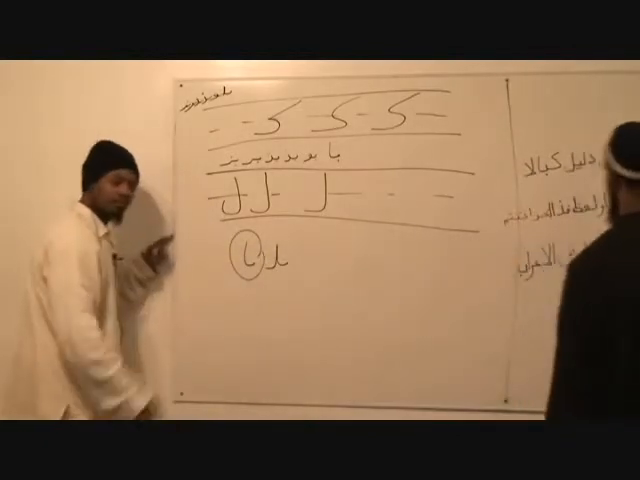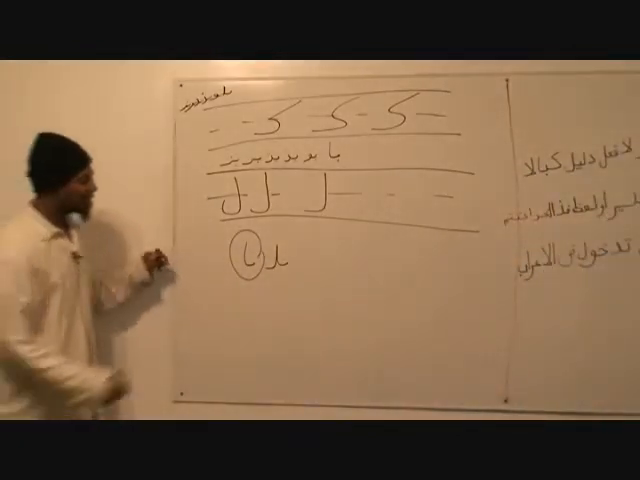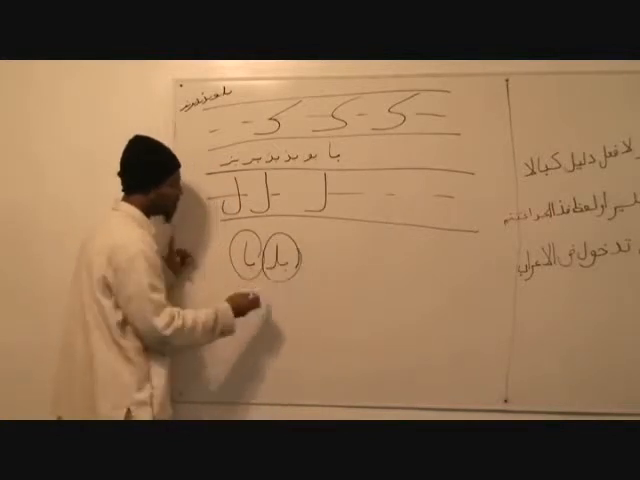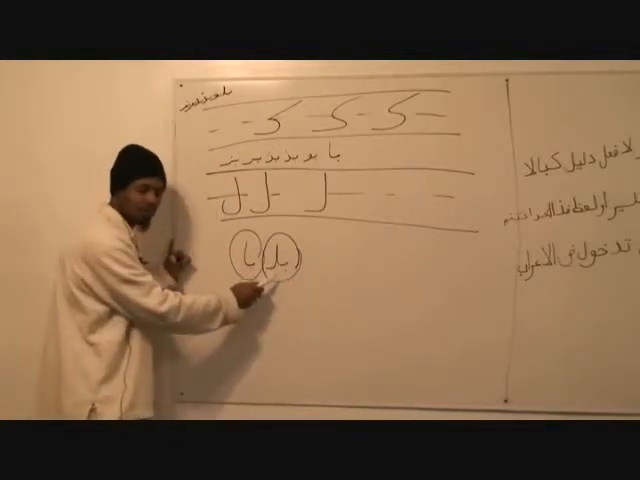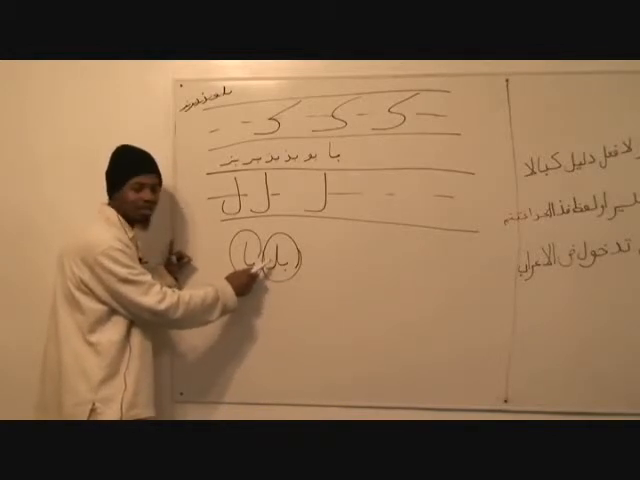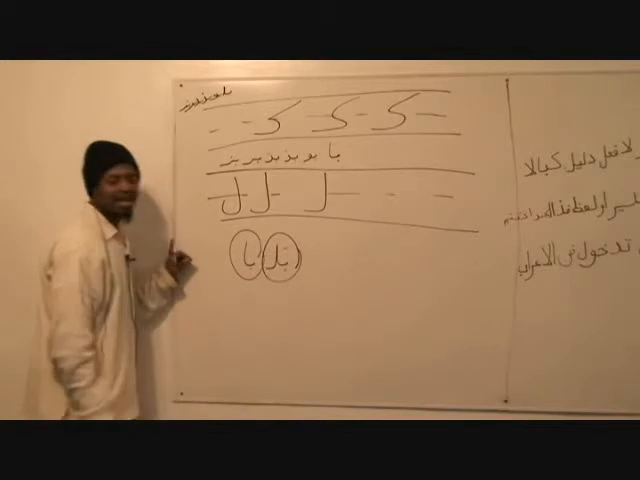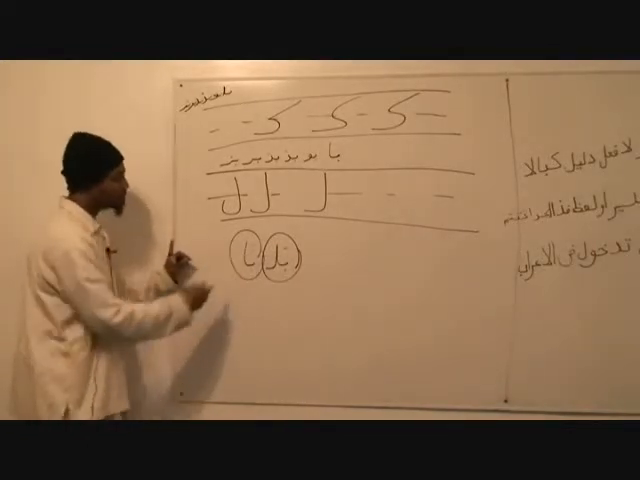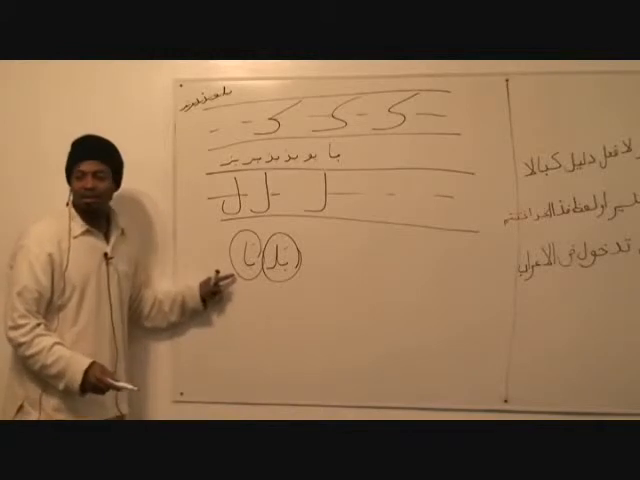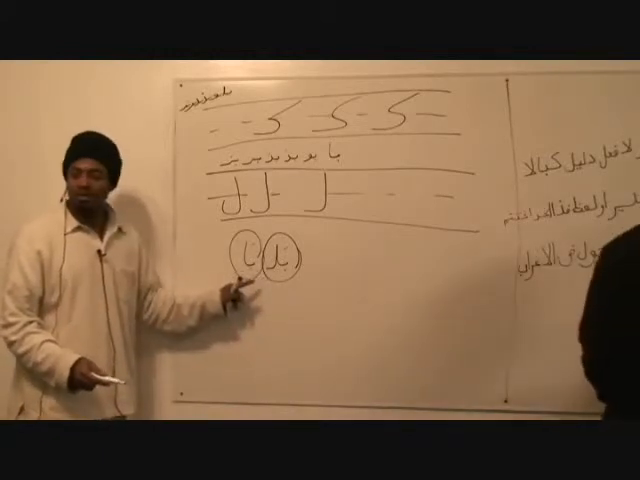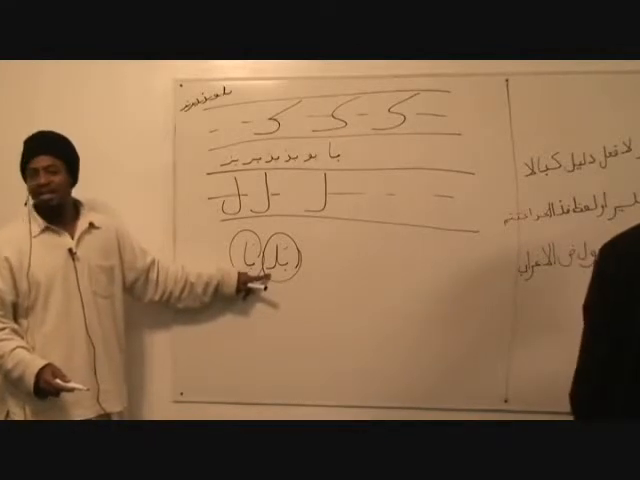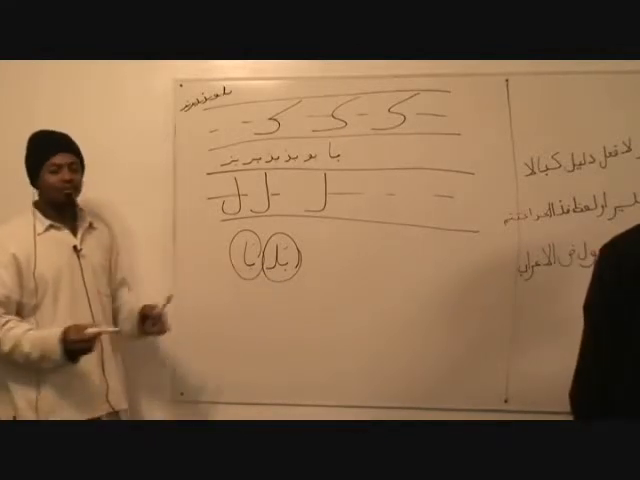What's this? Alif. What's this? Read this. What's the first letter? And the second letter? What's that now? Read it. Bal. Okay? What's this one? Ba. You see the difference? All it has is something on the bottom. Does that make sense? Very easy.